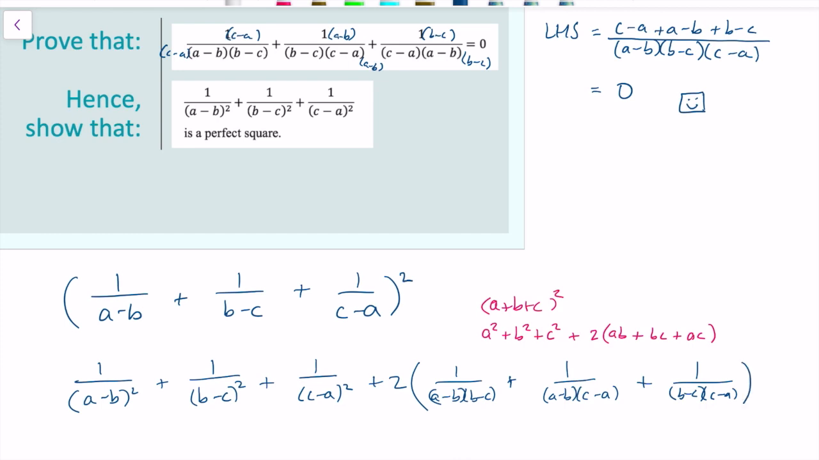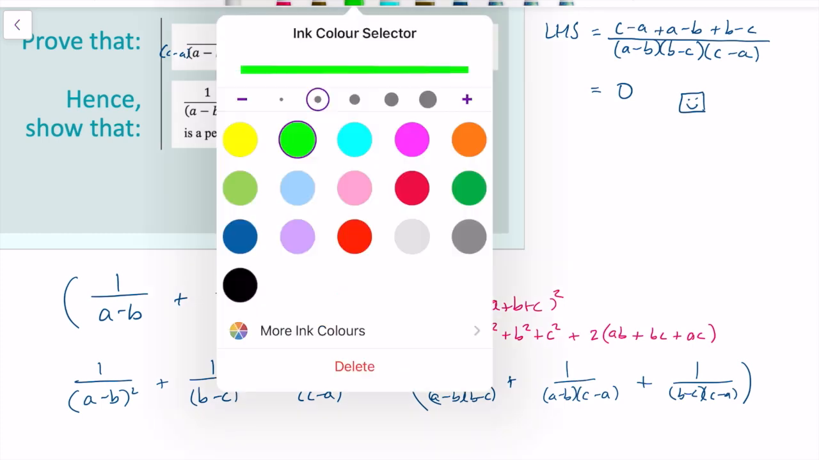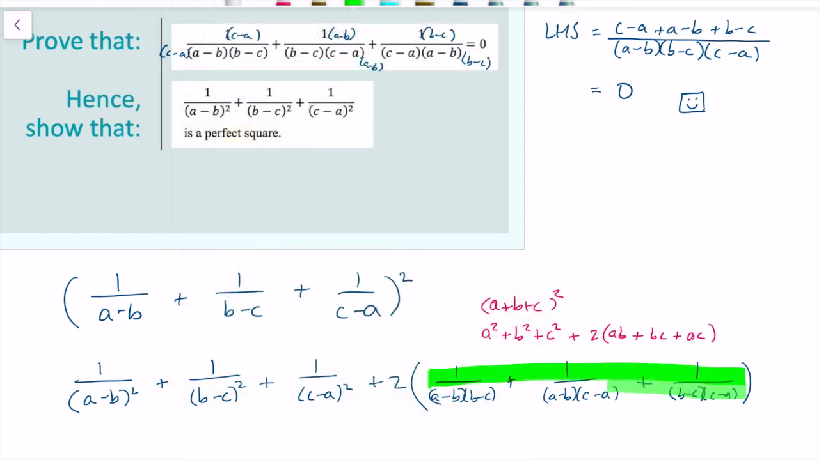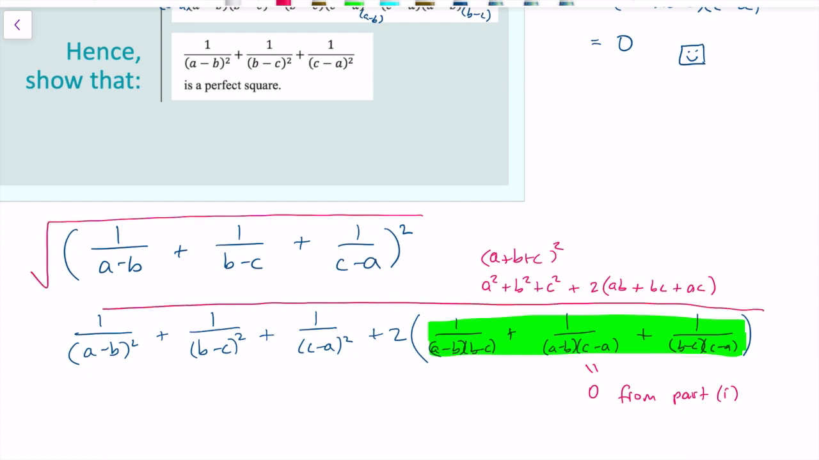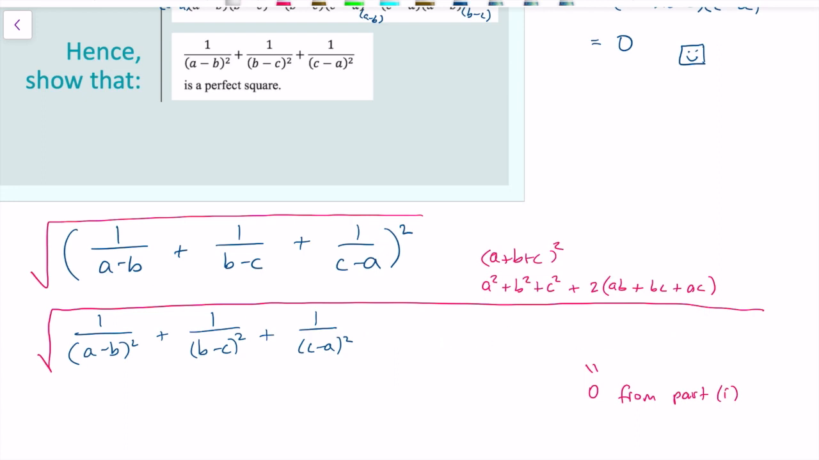Okay, so that term there we already know is equal to zero because that was the first proof. That dude there is equal to zero from part one. So what does that mean? Well, it means that if we take the square root of this dude, it's going to be the square root of this dude, which is just the square root of that because the rest is zero.